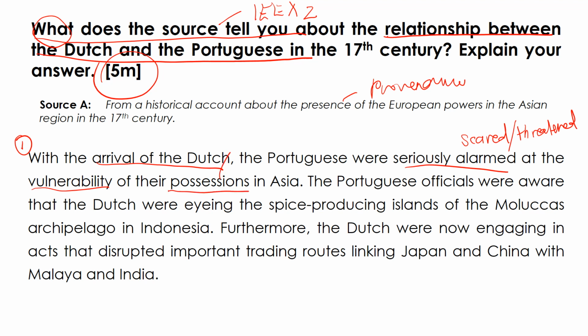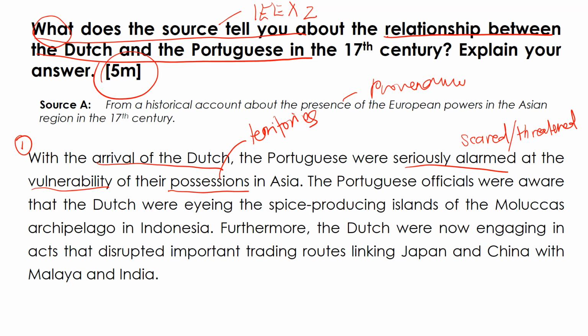Possession can be things like their territory, the land that they took over, okay, in Asia. So vulnerability here means, okay, normally you associate vulnerable with being weak. So in this case here, if the Portuguese are seriously alarmed at the vulnerability of their possessions, what they're trying to say is that they're very scared that the Dutch may be able to take over their possessions in Asia.